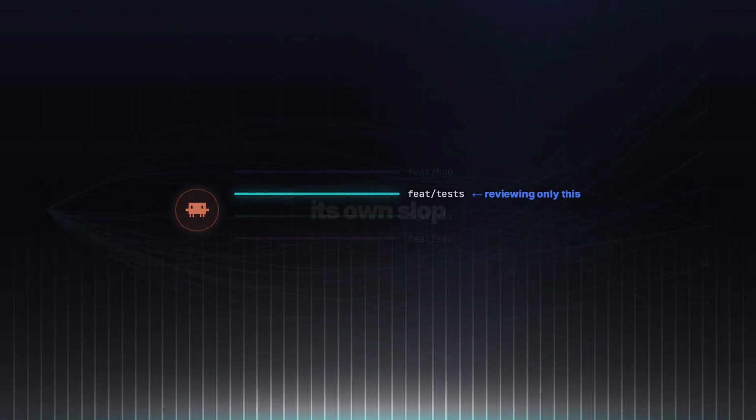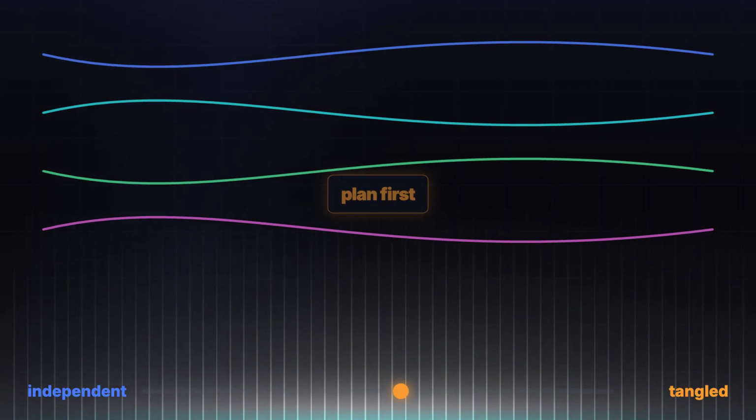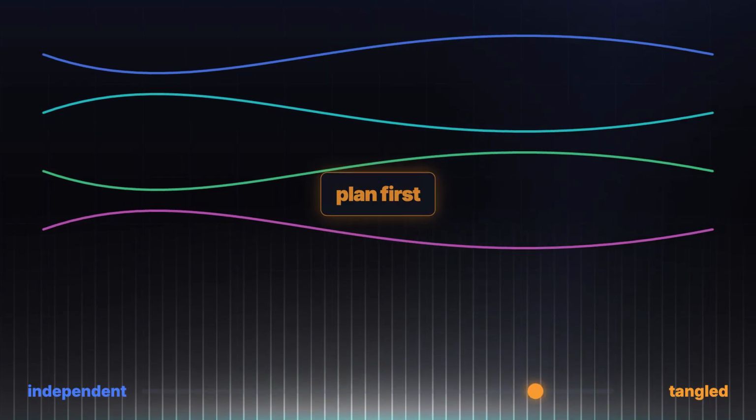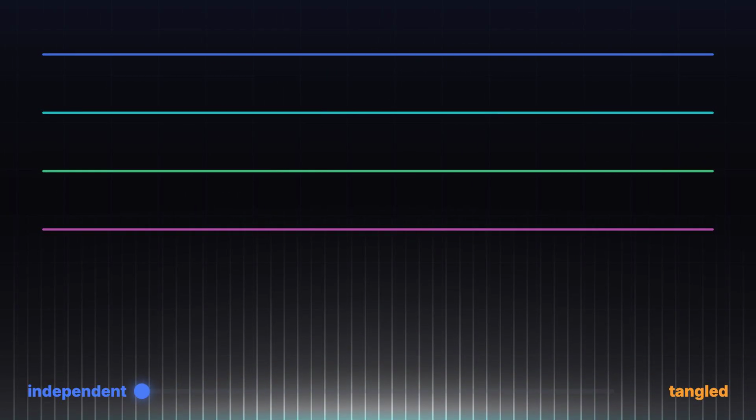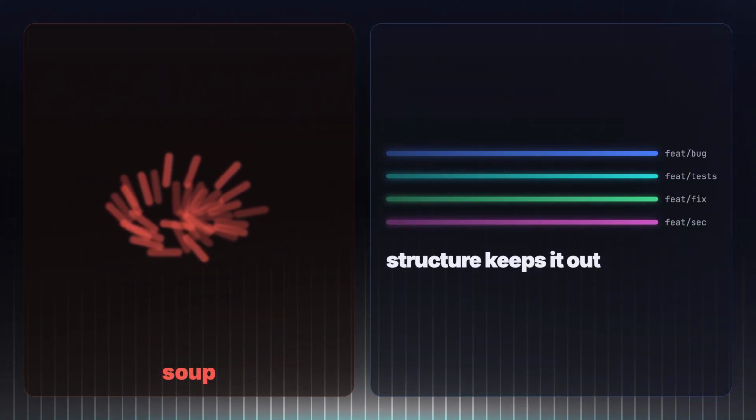The trick is not to run 10 agents just because you can. That becomes its own slop. Use parallel agents when the work naturally splits. Research, implementation, testing, migration review. The more independent the lanes, the better this works. The more tangled the task, the more you need a plan before parallelism. Parallel AI is powerful, but only if the repo structure keeps the work from turning into soup.